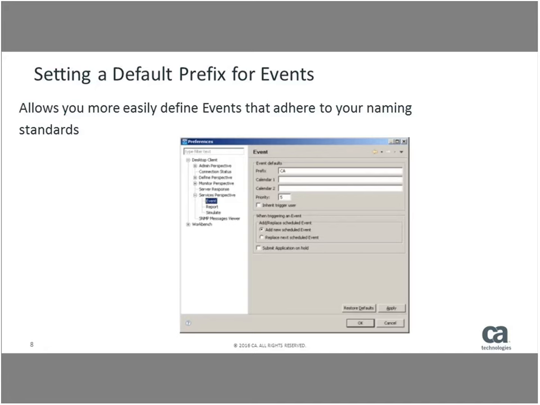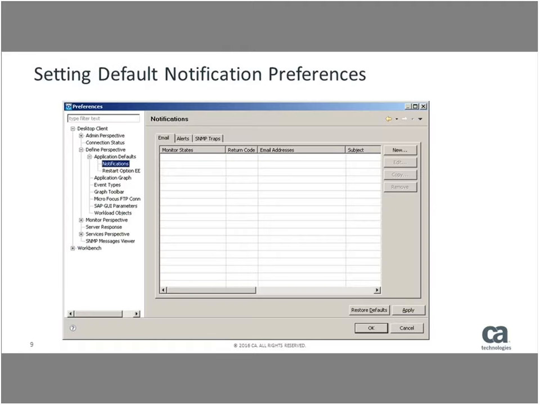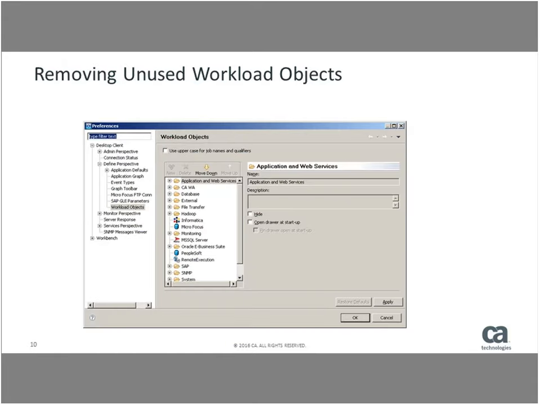And you can use this again to enforce some standards, to make it easier for you, to establish some consistency and not have to do so much typing. Okay. On the design perspective, you can create some defaults for your notifications as well. So if you've got the same type of email notification that you want every application to inherit, you can define that here in the preferences. And every time you create a new application, it will already be pre-populated with that information. Same with your alerts. Same with SNMP traps. So this is a way that you can, again, enforce some standards, create some consistency, and create some reusable definitions so you don't have to type everything from scratch every time you start.